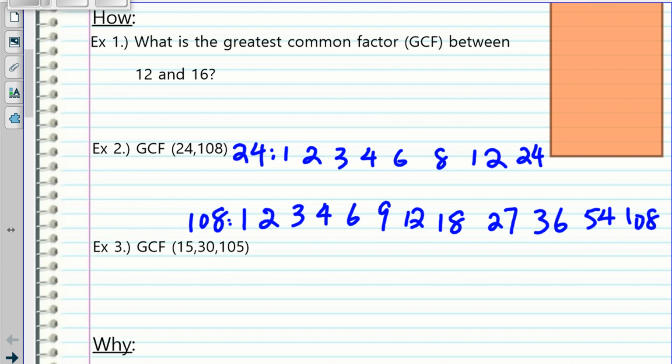So let's see. Okay. They share 1, they share 2, they share 3, they share 4, they share 6. What about 9? Nope. How about 12? Okay, 12. So keep that in mind. All right. Right now, 12 is a candidate for the greatest common factor. What about 18, 27? Nope, that's it. I guess it's 12. All right, so the greatest common factor between 24 and 108 is 12.